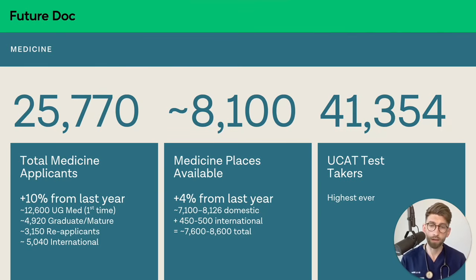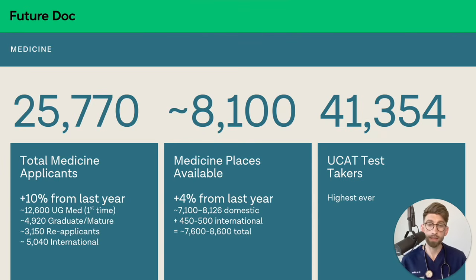So of that, we've got the breakdown of where the applications lie across undergraduate, graduate and mature students, reapplicants, and then also international. Now, reapplicants is actually quite low relative to the number. Typically, it's around 20% of applicants are applying not for the first time. So that's a little bit lower than normal, but like I say, this number is rising.